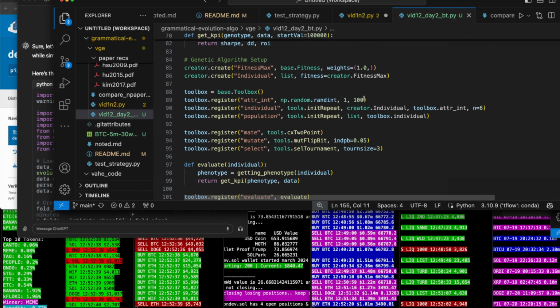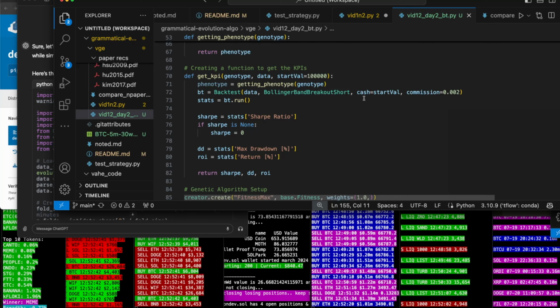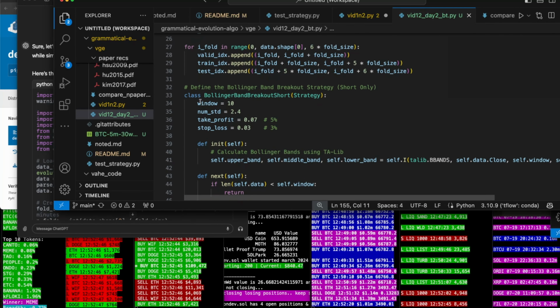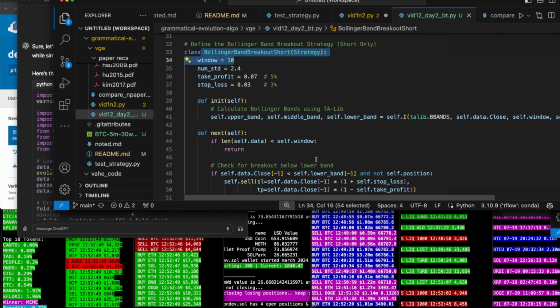Did it put the new one in there though? Is the question. NumPy, good, good. Bollinger Band breakout short. What the F, bro?